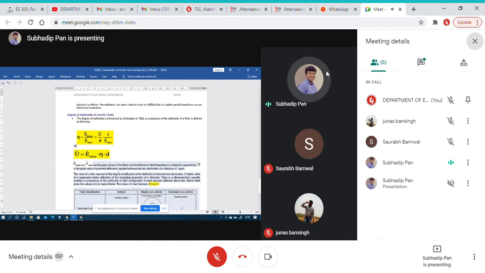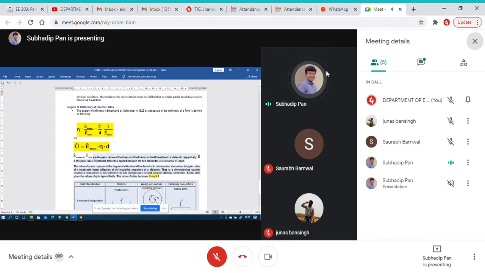I already discussed that E mean and E max are the peak values of the mean and the maximum field intensity. The mean is defined by E mean, and the maximum field intensity is defined by E max in the dielectric respectively, and U is defined by the peak value of the potential difference applied between the two electrodes. The potential difference applied between the two electrodes is nothing but the work done by the external source in moving a unit positive charge from B to A, at a particular distance d. So that is your U.